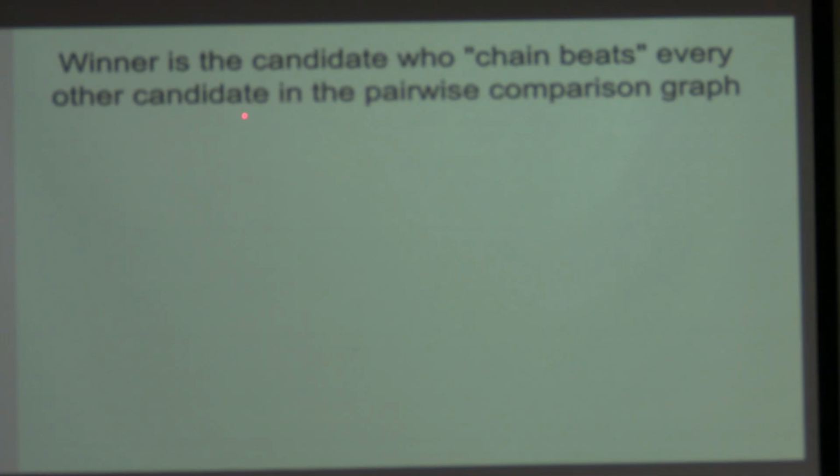So the final rule I want to talk about, again, is based on pairwise comparisons. It's called the Schulze rule, and hopefully this is the rule that, as computer science or math students, you would like the most, because it has the most complicated definition and it involves graphs. So this is like the nerd rule. Very succinctly, the winner in Schulze is someone who, quote-unquote, chain beats every other candidate in a pairwise comparison graph. This term may not make much sense, so let me explain it step by step.